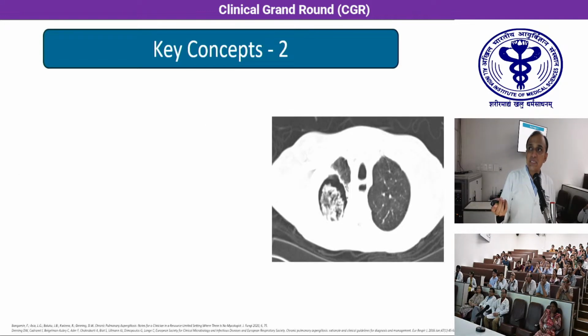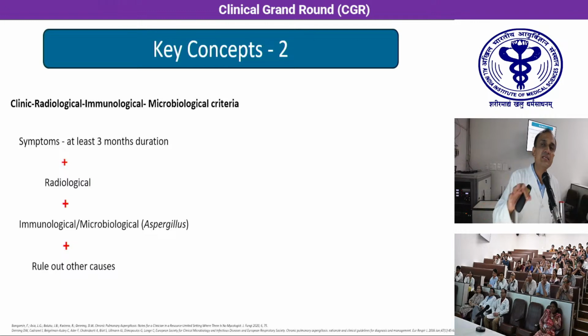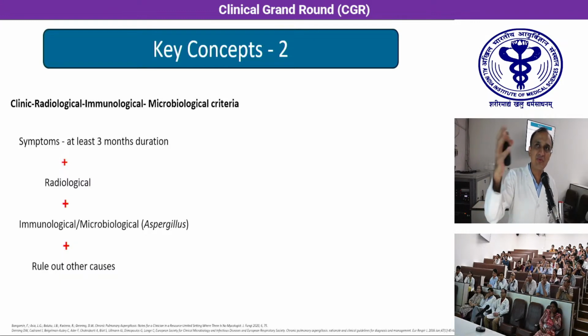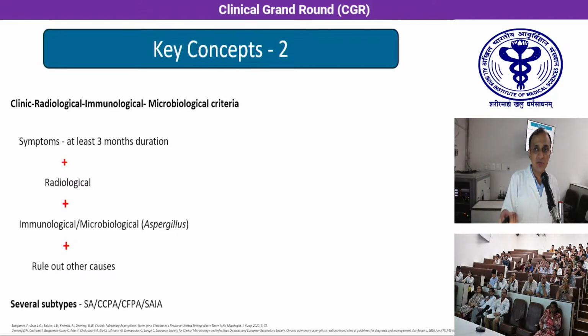The second important concept: is a radiological picture like this sufficient to diagnose chronic pulmonary aspergillosis? Well, the answer is no, because the diagnosis is not only radiological. Some people say it's a clinico-radio-immuno-microbiological criteria, which essentially means that you need a combination of symptoms, at least 3 months, plus radiological, plus immunological, and you have to rule out other causes before you can label a case as chronic pulmonary aspergillosis.